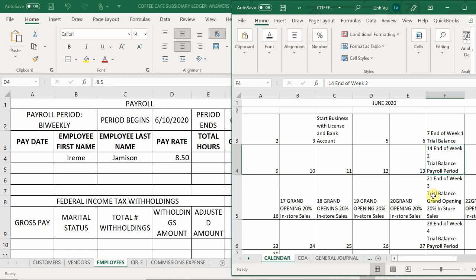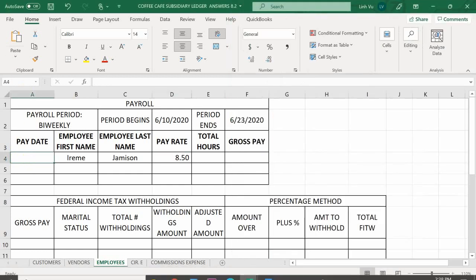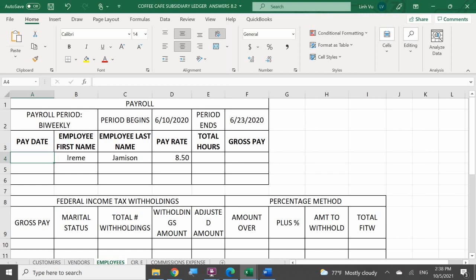So in this case, I need to make a note of when the next time I need to pay her is. Another 2 weeks, the 28th. Yep, June 28th is when I'm actually going to pay her. So I need to make a note that the next time I have to pay her is the 28th of June. All right, this is Irene Jameson.